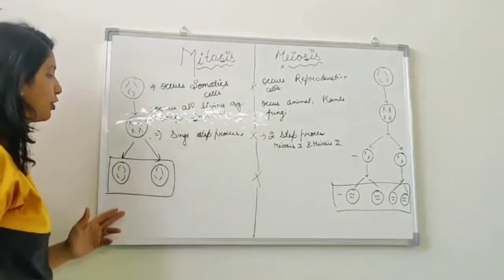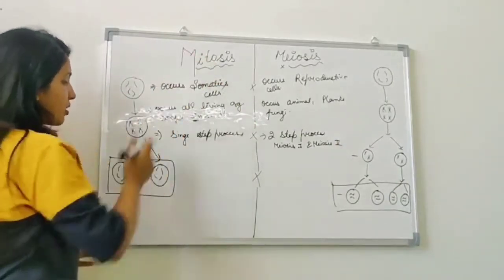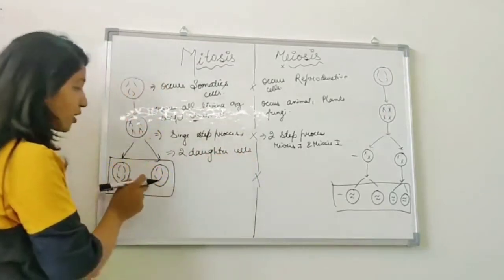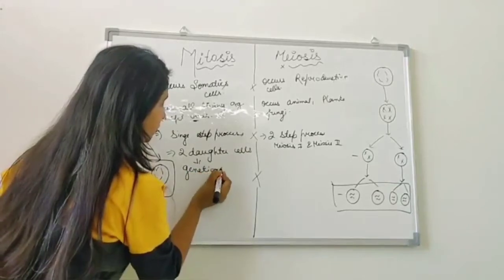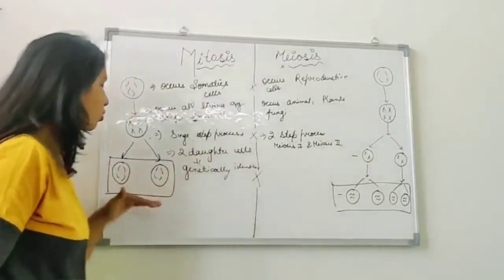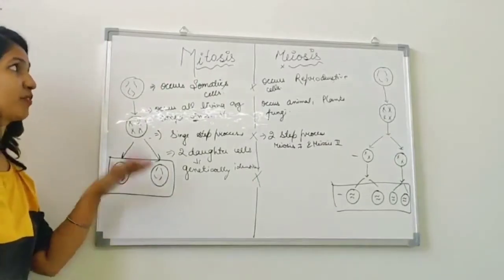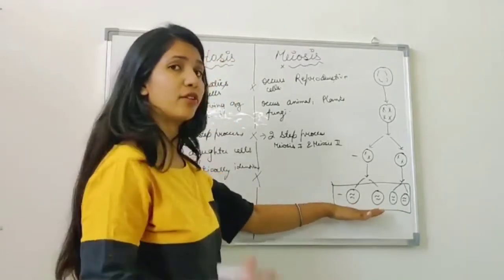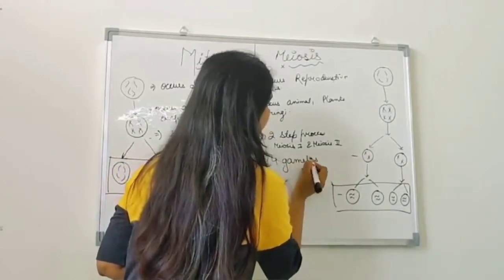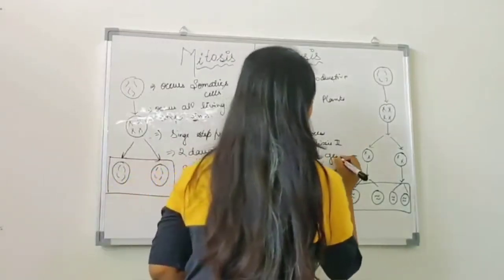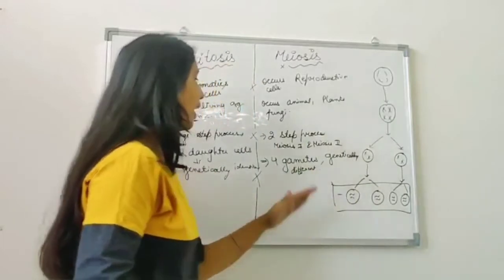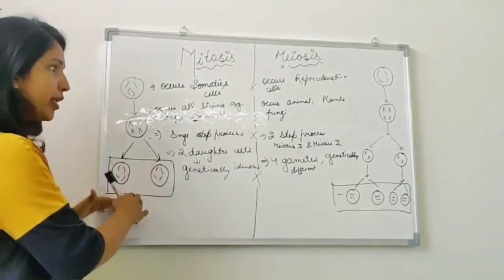The second difference you can spot by seeing this diagram is that mitosis results in two daughter cells, which are genetically identical. So you have to remember that when mitosis happens in an organism or a cell, it results in two genetically identical daughter cells. Whereas meiosis results in four cells, or four gametes, which are genetically different from the parent cell. These are small things you have to remember: two identical cells in mitosis, four different gametes in meiosis.